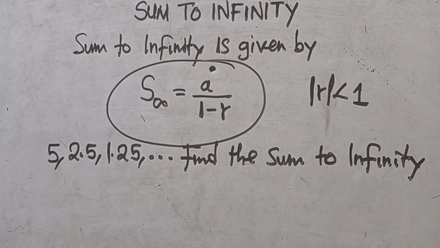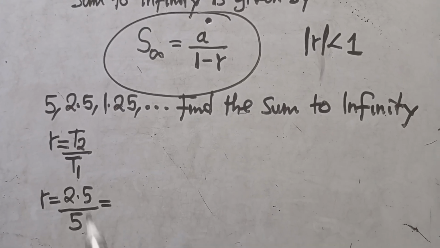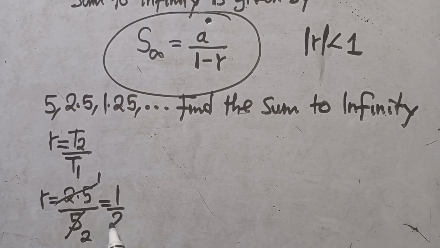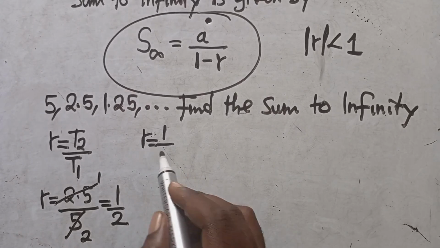For you to find sum to infinity, first find the common ratio. Common ratio is T2 over T1. We say common ratio is equal to T2, that is 2.5, over the first term, that is 5. 2.5 goes into 2.5 once, and into 5 twice. So we are getting 1 over 2. So that is the common ratio, 1 over 2.